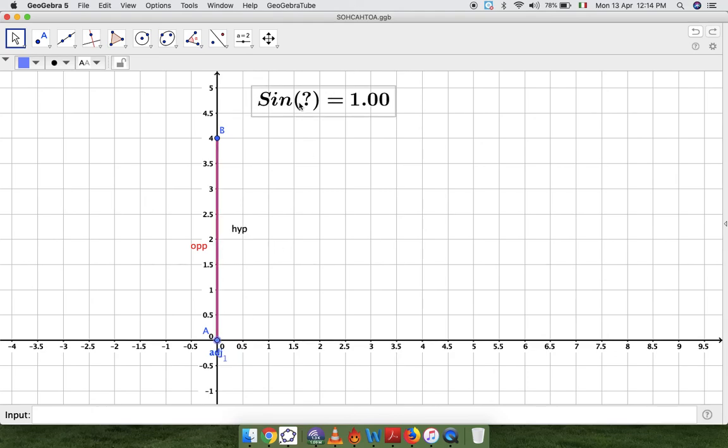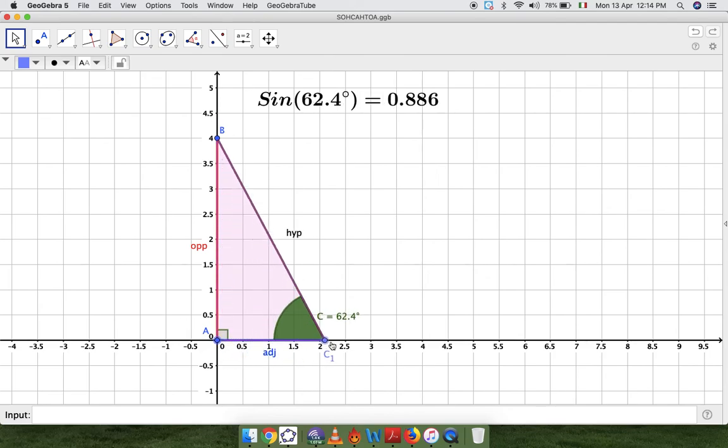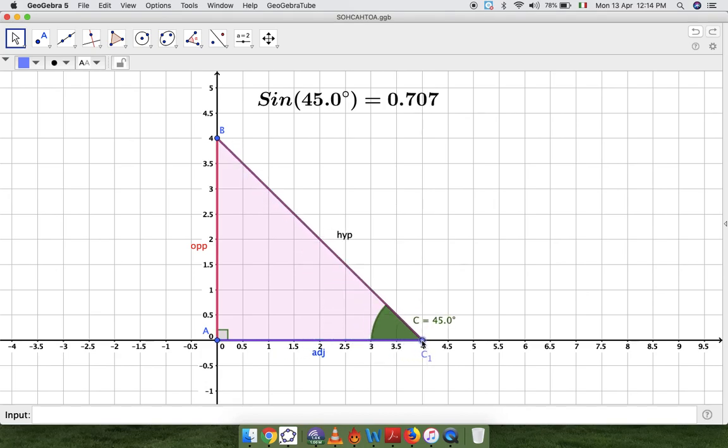There you go. And it's saying sine of what? Because it's not recognizing that there's a triangle. Okay, but there's that nice ratio 1. So the moral of the story is the sine function compares the length of the opposite side to the hypotenuse. Opposite divided by hypotenuse.